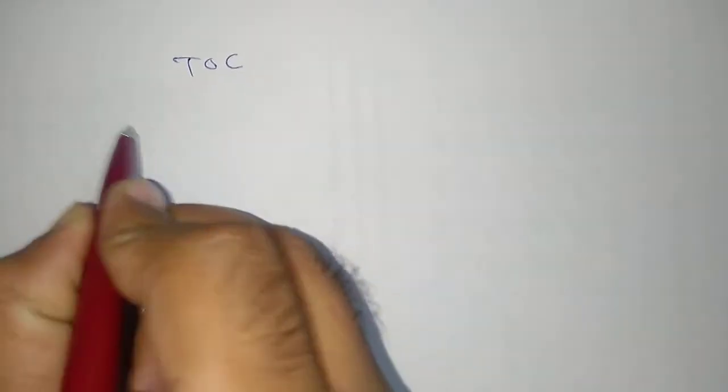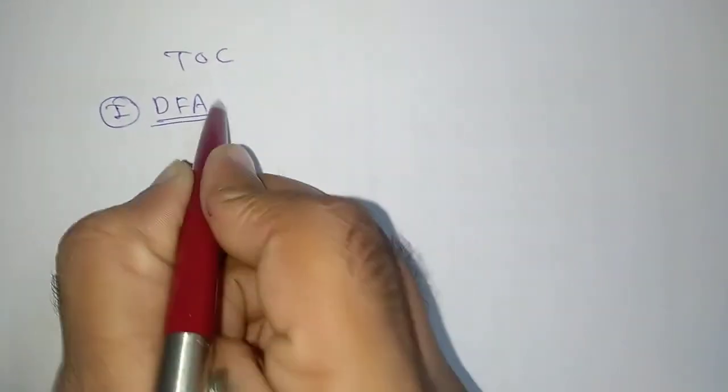Hello all. Today we are going to study the theory of computation. Under the TOC, the first concept is DFA. What is DFA? DFA is nothing but Deterministic Finite Automata.